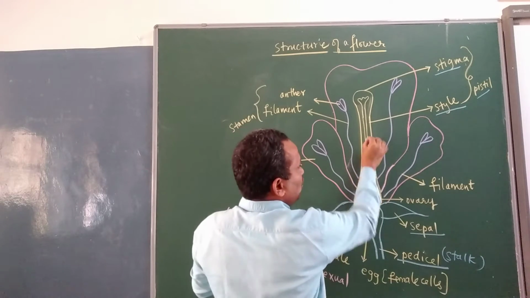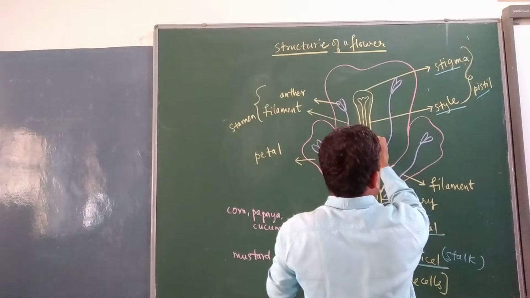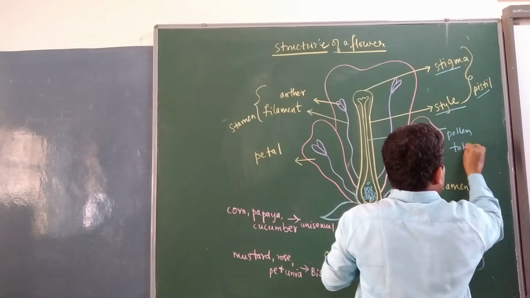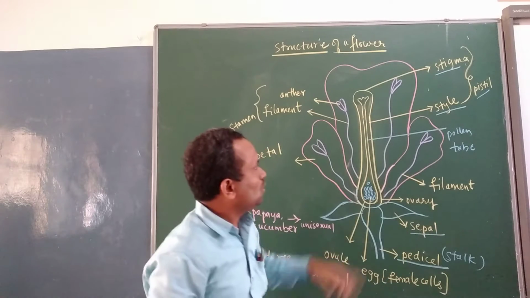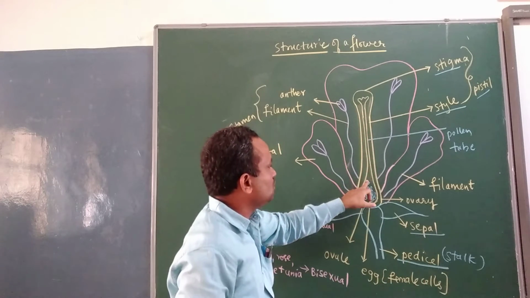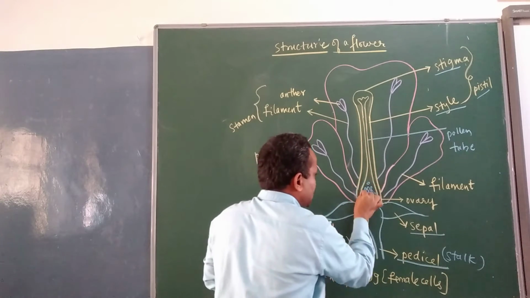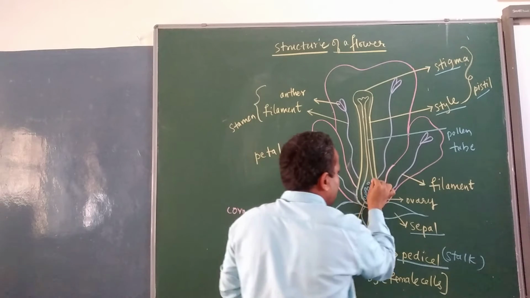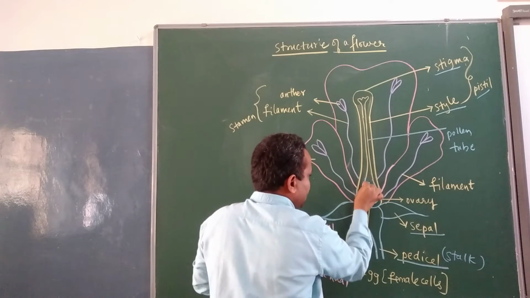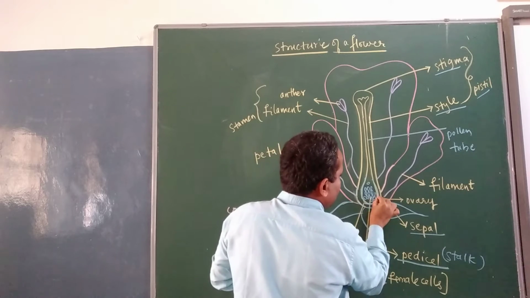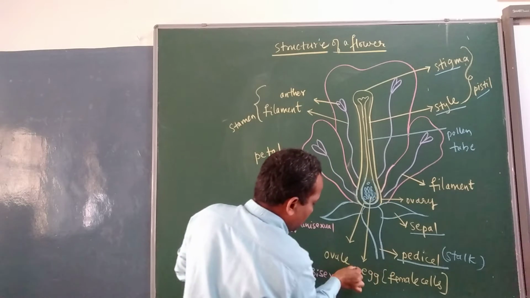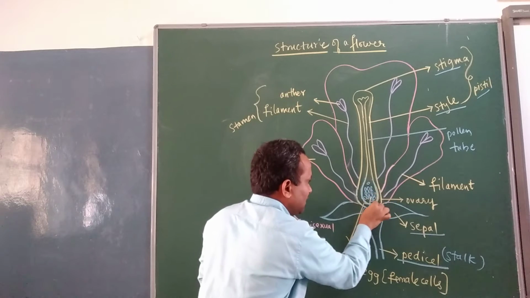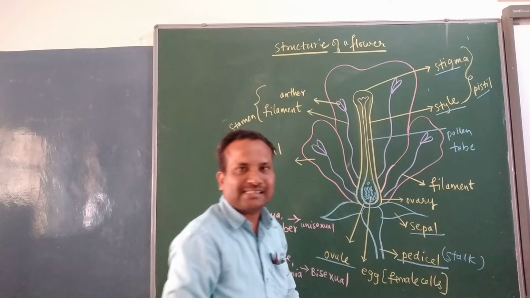Okay, we have a tube here. This tube is called the pollen tube. This pollen tube continues to form a very important part, whatever I am drawing now. This part we call the ovule. Ovule contains small eggs.